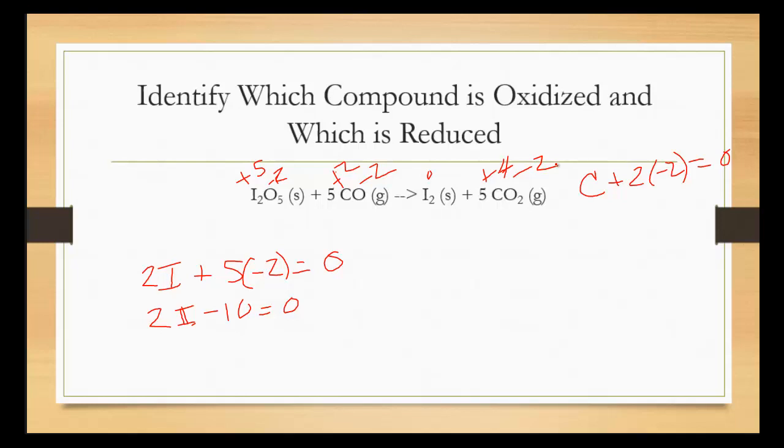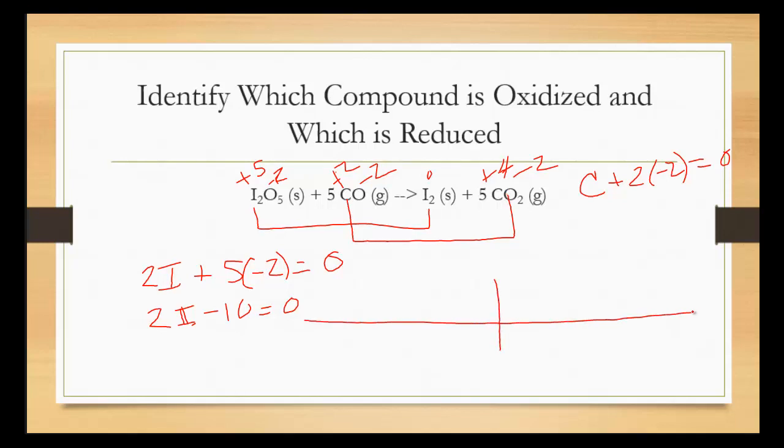For instance, iodine is here and here. It goes from a +5 to a 0. Our other thing that changed was the carbon. It went from a +2 to a +4. What I usually do here is I look at a number line. Here's my number line. Here's 0. I'm starting with a +5. 1, 2, 3, 4, 5. I'm starting here. Iodine went from a +5 to a 0 and went this way on the number line.